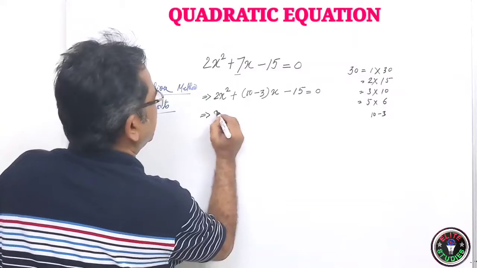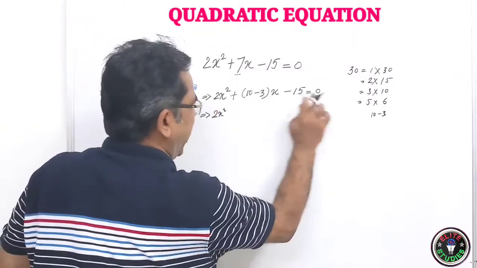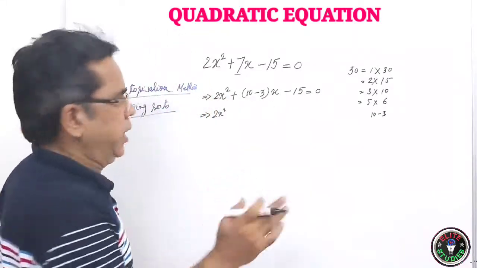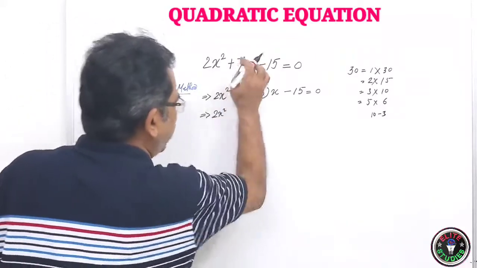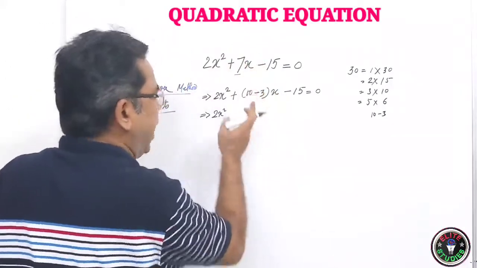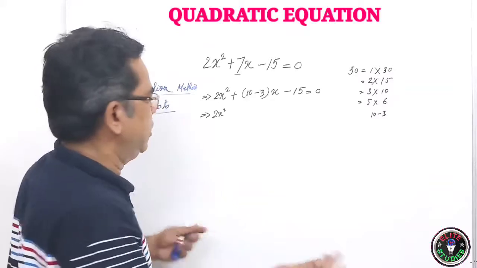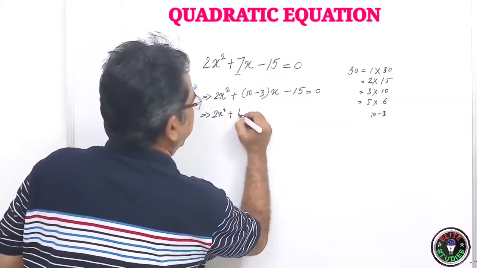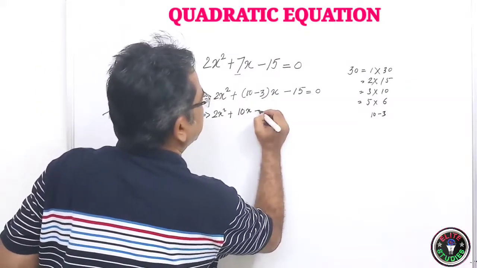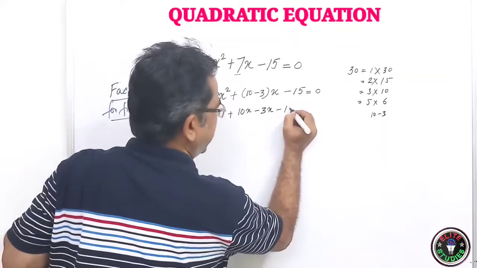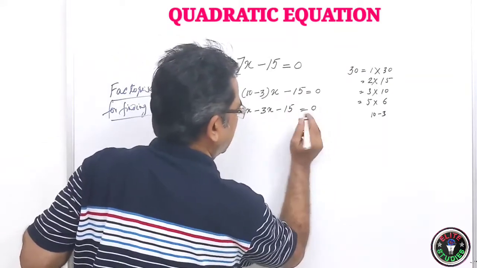Then how will you write? 2x square. This is the main step. In this factorization method, to split the middle term is the main step, and the remaining steps are as usual. It will be 2x square plus 10x minus 3x minus 15 is equal to 0.